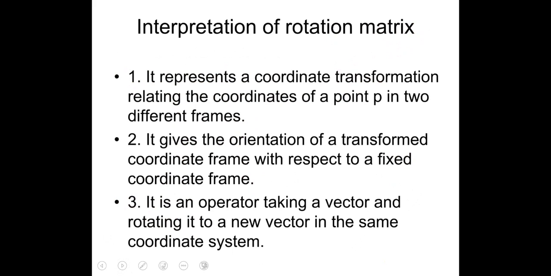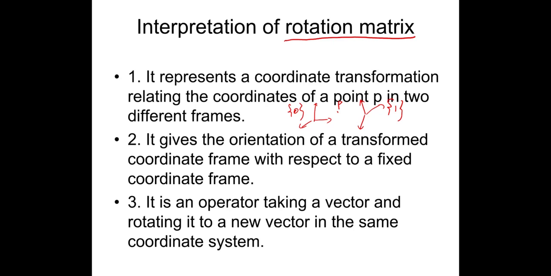So as a quick summary, what can the rotation matrix do? We talked about the calculation, and there are applications of the rotation matrix. First of all, it represents a coordinate transformation relating the coordinates of a point P in two different frames. It means if we want to calculate the same P in two frames, here I have frame 0 and frame 1, and this is P, the rotation matrix can relate the coordinates of the same P.